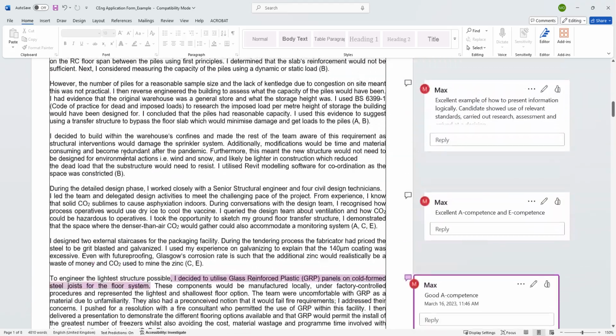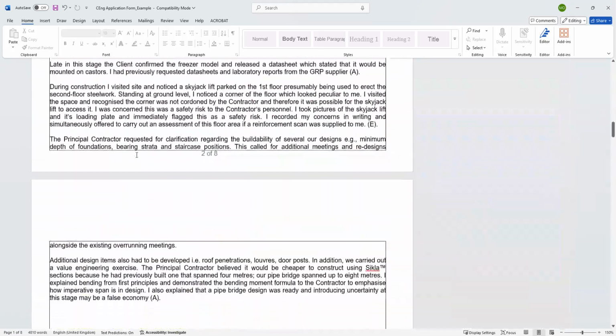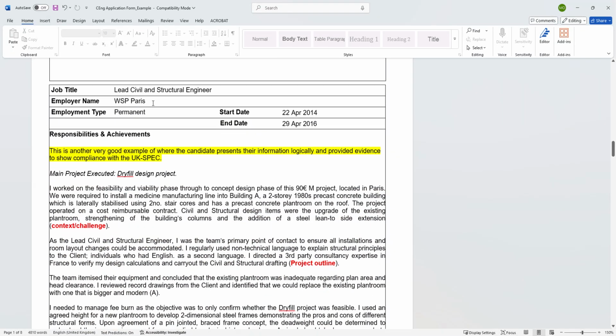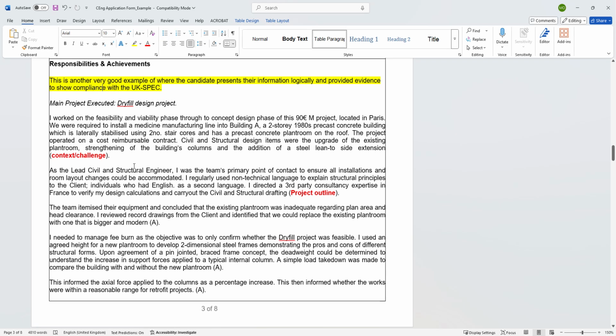So that is the first role. And then we go to the next role, where the candidate was a lead civil and structural engineer. The comment we have in yellow is, this is another very good example of where the candidate presents their information logically and provides evidence to show compliance with the UK-SPEC. Just like the first one, this first paragraph is about the context and the challenge, and the second paragraph is on the project outline.